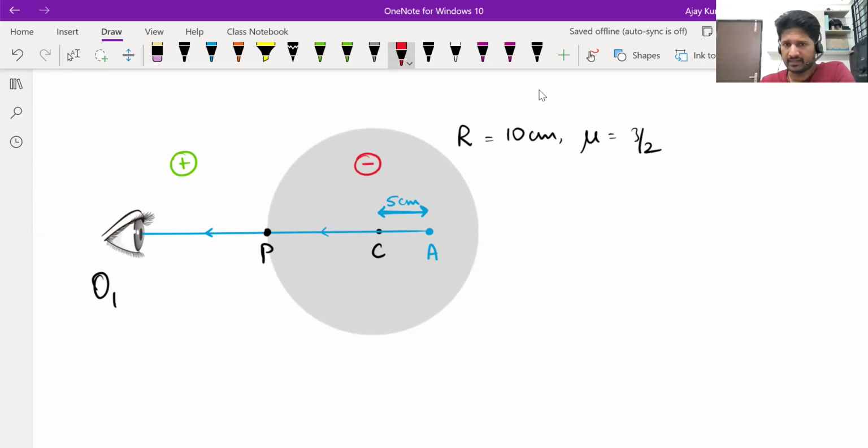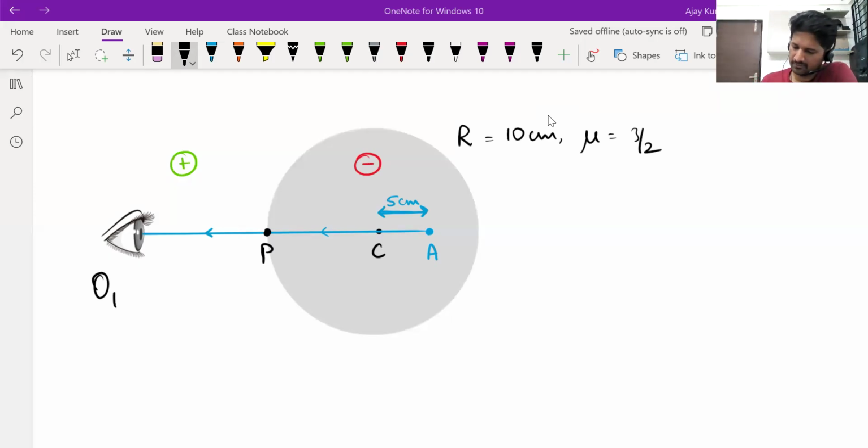Object is A. Light is coming from A. It's on the negative side. So object distance should be taken as -15. We'll do that. And from which medium to which medium is light traveling? Denser to rare. Okay, that visualization of rays we have done already. Exactly from which medium to which medium? From glass to air.